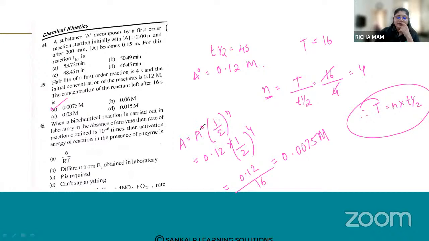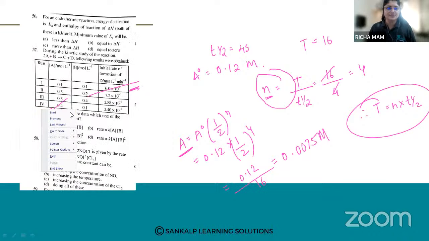So A naught here we have taken as the initial concentration, and A is the concentration of reactant which is left after the time T. So it is 0.0075. So by this we can calculate the N, and then we can substitute here. So A, the concentration of the reactant which is left, is equal to the initial concentration into half raised to N. So by substituting the values we will get it.